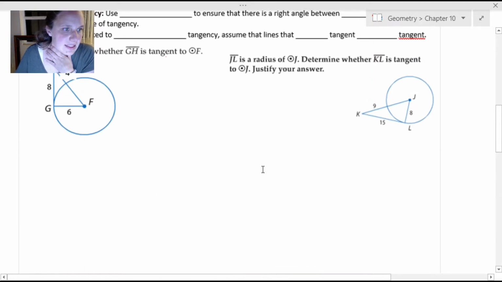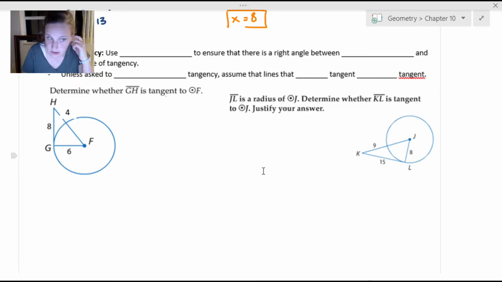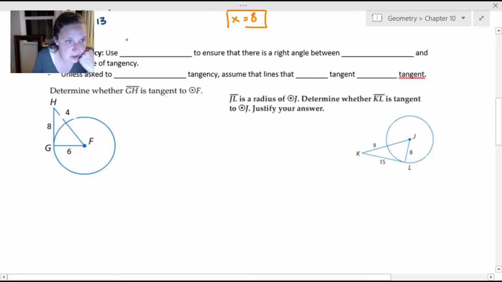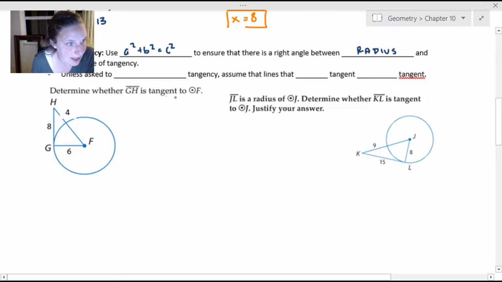Okay, these ones are a little different. They say to verify tangency. So the problem will say, is this line tangent to the circle? So you're going to use, again, a squared plus b squared equals c squared to ensure that this is a right triangle between the radius and the supposed line of tangency.